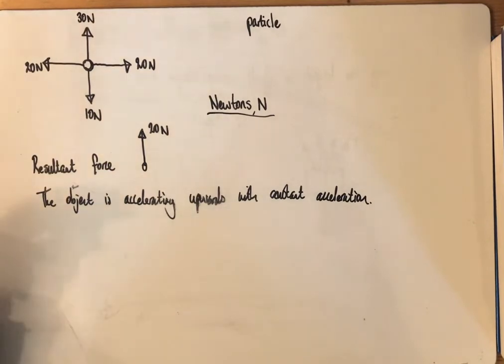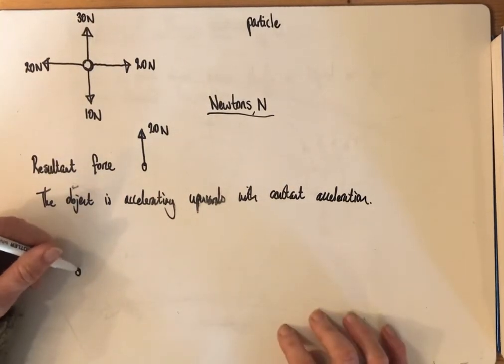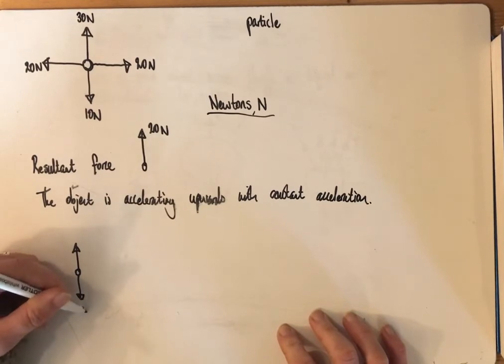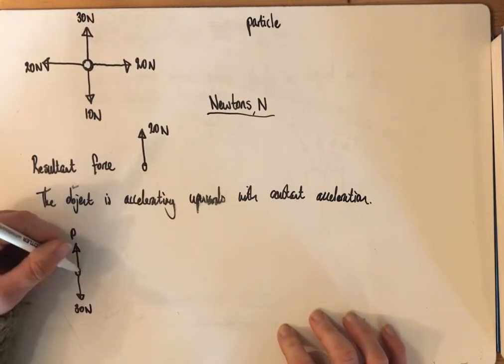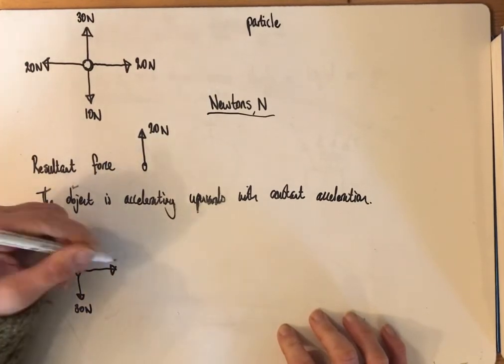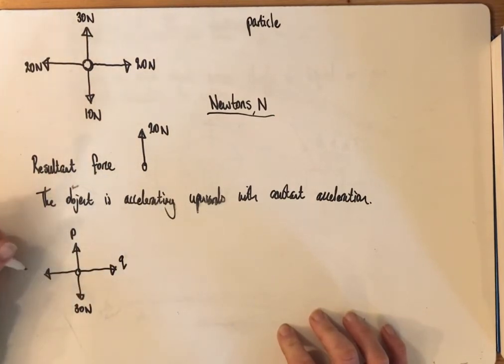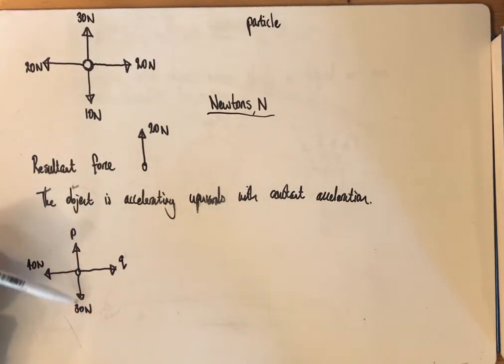And then if you know an object is in equilibrium, then you can find unknown forces, which I'm assuming is relatively obvious. If you know that the system is in equilibrium, then P will equal 30 and Q will equal 40. Remember, these perpendicular forces don't have any effect on each other.